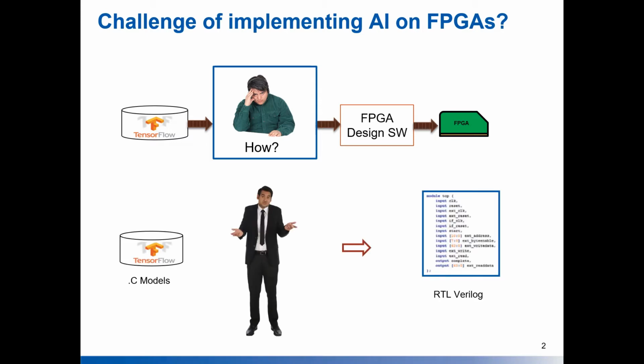AI models are typically represented in a high-level language like C, and an FPGA needs to be coded in a hardware description language like Verilog. So going through high-level synthesis is typically not very efficient from a resource standpoint, which takes away the power and cost benefit of an FPGA.